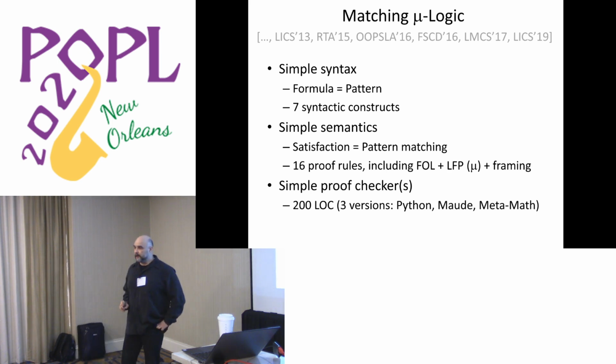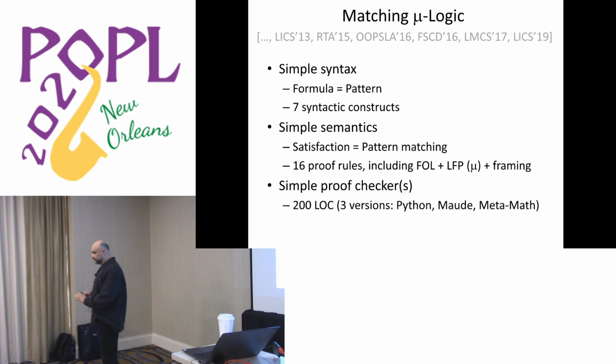And in my view, it's a very simple logic. But when you say that something is simple, it's typically a biased, subjective opinion. I fully understand that. But I believe it's really simple in the sense that the syntax has only 7 syntactic constructs. The semantics has 16 proof rules in total. And you can reason about first-order logic, least fixed points, and framing with the logic.